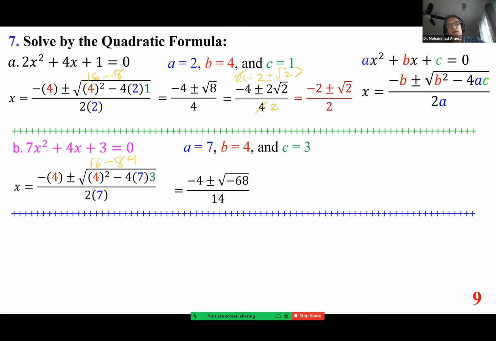And under the radical, we get negative 68. Now, negative 68 is the product of negative 1, 4, and 17. Negative 1, we change it to i outside, 4 becomes 2. Again, we take a common factor of 2, and 2 drops. This becomes minus 2, this drops, and this becomes 7.